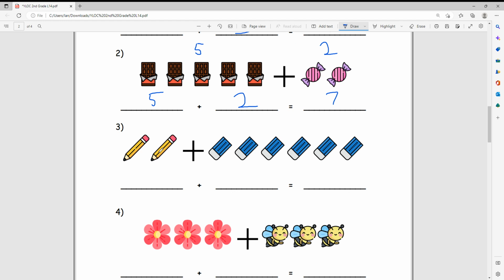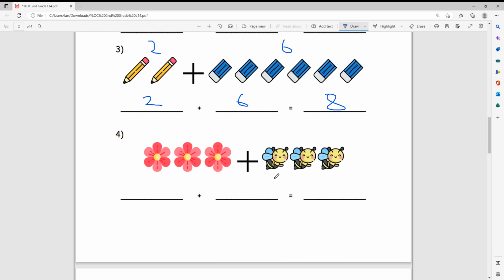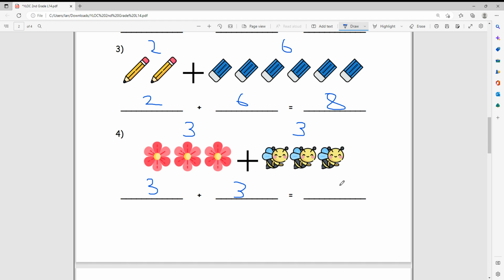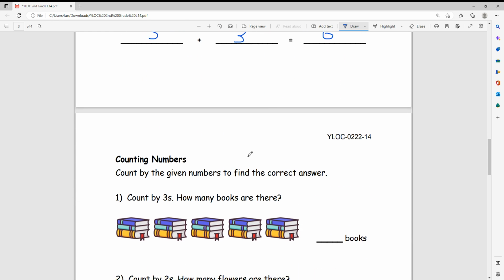Next is 2 pencils, and then there's 1, 2, 3, 4, 5, 6 erasers. So you write down 2, and then 6. And then 6 plus 2 equals 8. Next is flowers. So there's 1, 2, 3 flowers, and then there's 1, 2, 3 bees. So we're just going to write the number down here. 3 plus the 3 bees. So it's 3 plus 3. If we add them up, that would be 6.